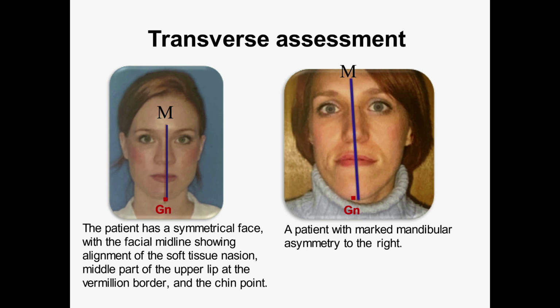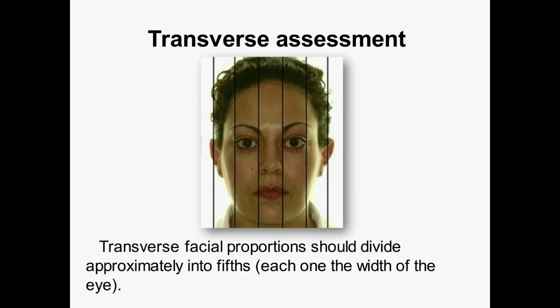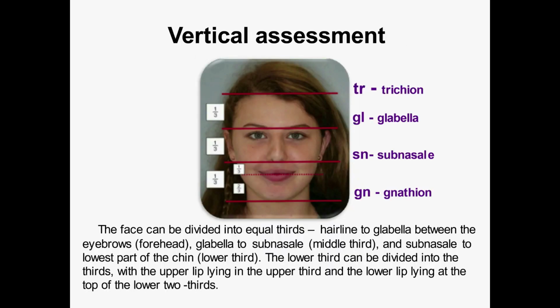Here we may see a patient with a marked mandibular asymmetry to the right. The face can also be divided into fifths, with each section being approximately equal to the width of an eye. The face can be assessed vertically in two ways, using the rule of thirds, measuring the angle of the lower body of the mandible to the maxilla.